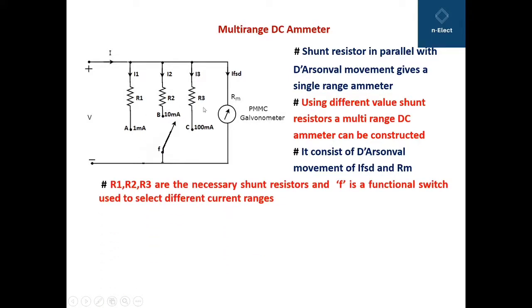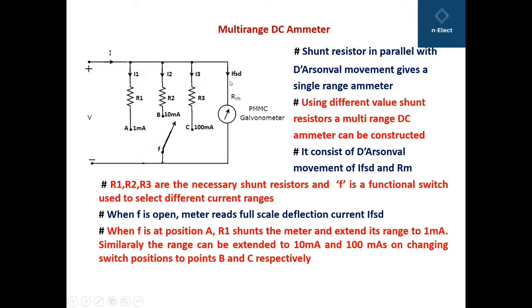R1, R2, R3 are necessary shunt resistors, and F is a functional switch used to select different current ranges like 1 milliampere, 10 milliampere or 100 milliampere. When F is open, meaning not connected anywhere at A or B or C, then the meter reads full scale deflection current, and the current flowing through the meter will be IFSD maximum.